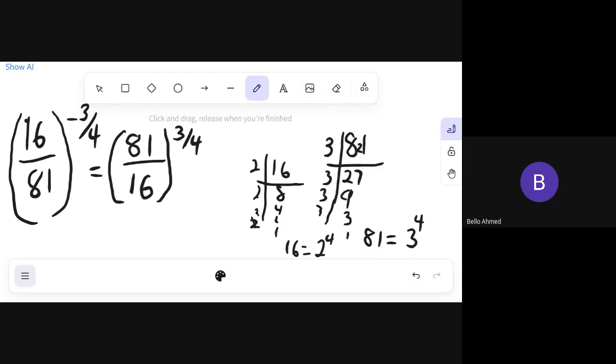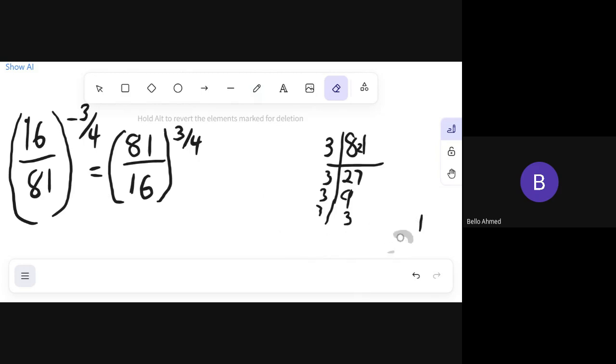So instead of 81, I'm going to rewrite it as 3 raised to the power of 4, and instead of 16, I'm going to rewrite it as 2 raised to the power of 4. That is called breaking down. I always say that questions on indices, most times, are about breaking down.